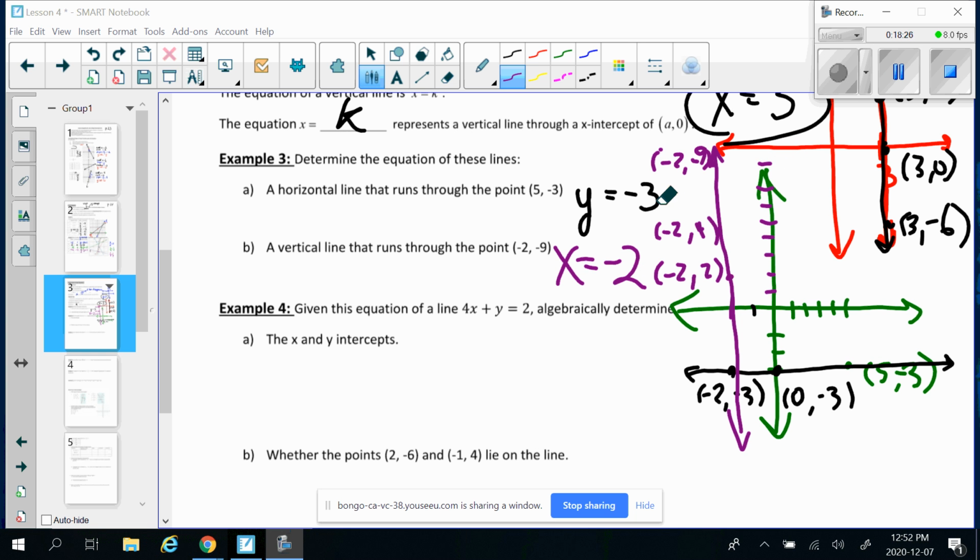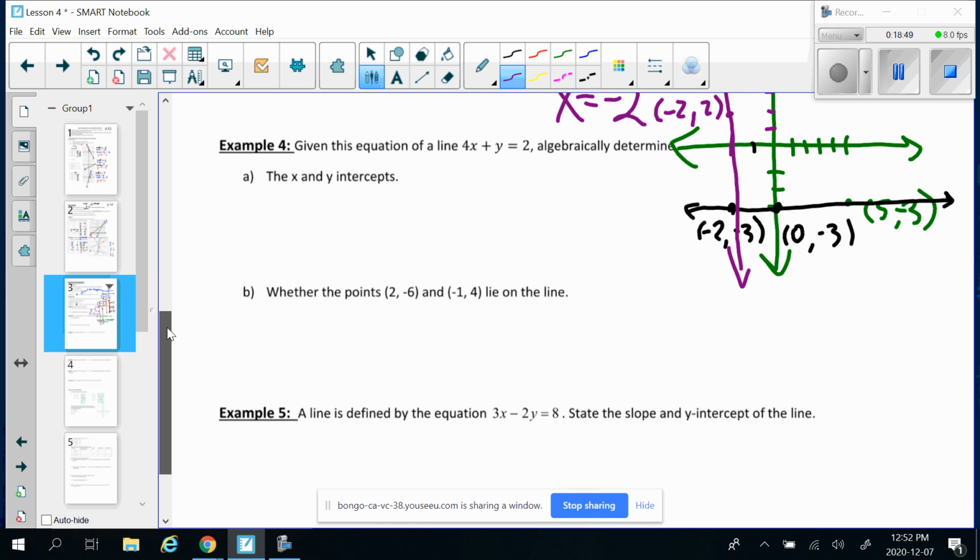So the reason why this is confusing to students is they're like, okay, so 5, -3, y equals -3. Does the 5 not matter? And the answer is, well, no, the 5 doesn't matter. Because look, it could be 5 here and then 0 and then -2. What matters is that if you're a horizontal line, all the y values are the same. And in a vertical line, all the x values are the same. That's what's happening here.